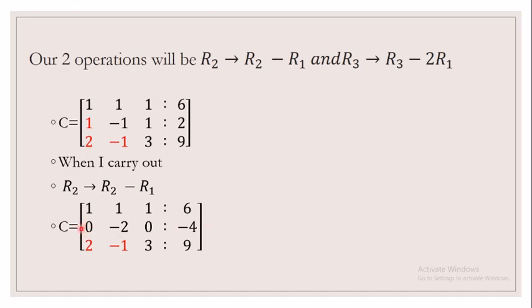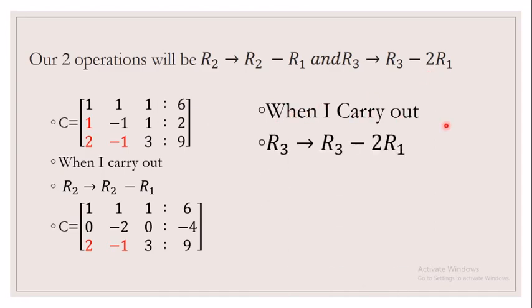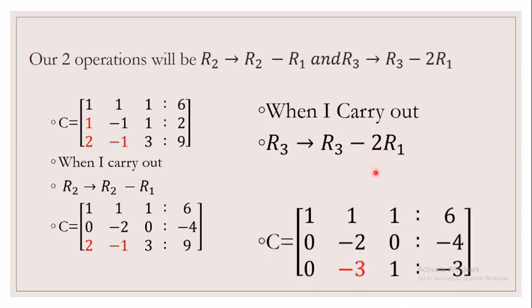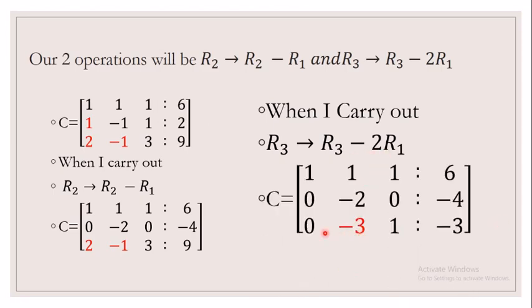Now you see, I made this element 0. Similarly, I will have to change this element 2 into 0. So I will have to carry out an operation in such a way that this 2 becomes 0. For that I'm going to apply this operation, R3 gives R3 minus 2R1. When I carry out this operation, I get this. Now my third row is completely changed to 0, minus 3, 1 and minus 3.